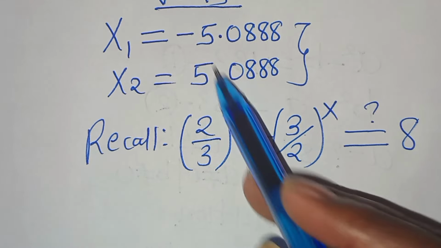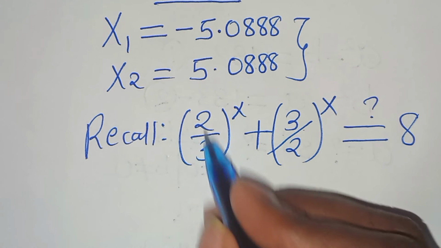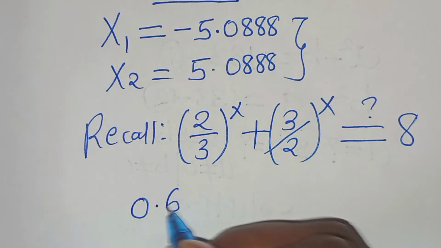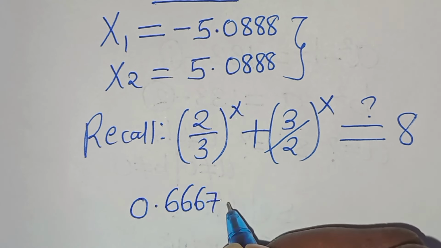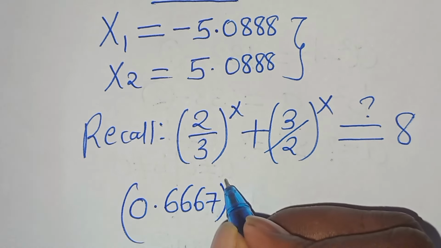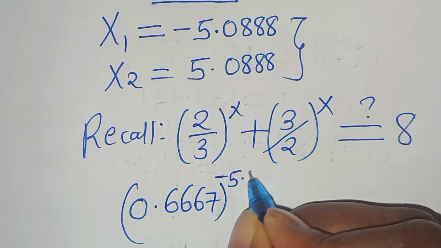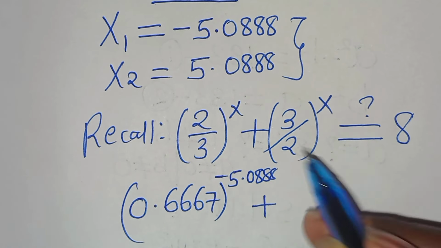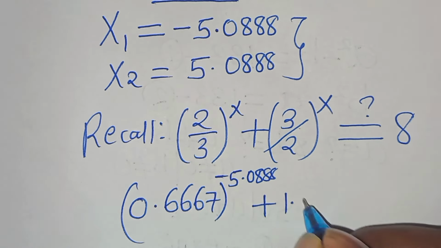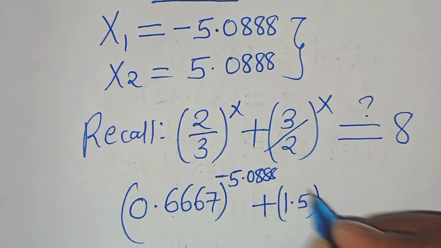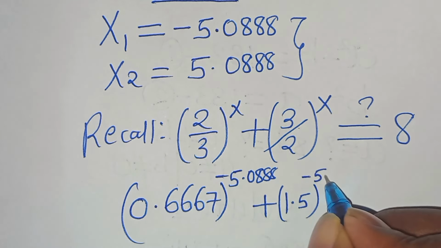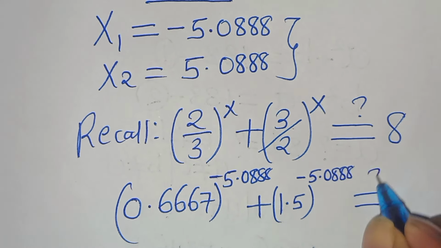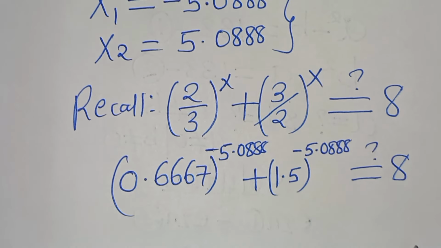Let's start with x1 here. So we have 2 over 3, which is the same thing as 0.6667 raised to the power of minus 5.0888, then plus 3 over 2, which is 1.5 raised to the power of minus 5.0888. This is supposed to give us a value of 8.